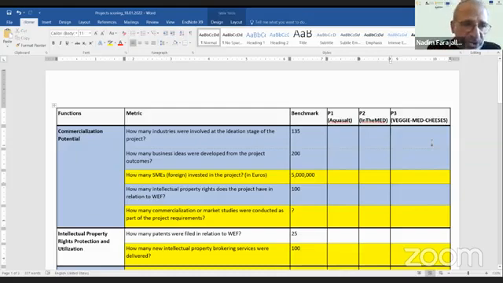For the commercialization potential, the function, how many industries were involved in the ideation stage? The score was more than 5. So I don't know if more than 5 is 6, 7, or 50 or 60. Buthaina, can you tell us? If you're saying anything, Buthaina, you may be muted. Okay, let's assume 5, Nancy, for that. And for how many business ideas were developed from the project outcomes, it's 1. And the rest are zeros.